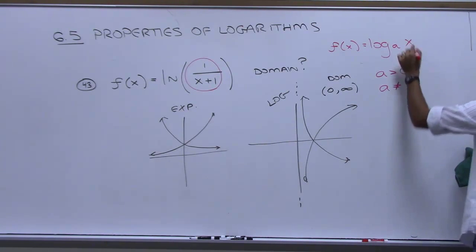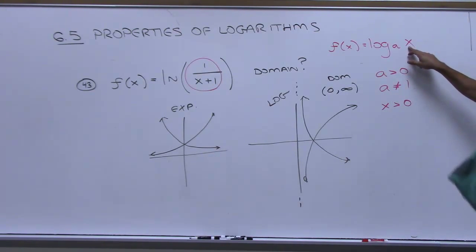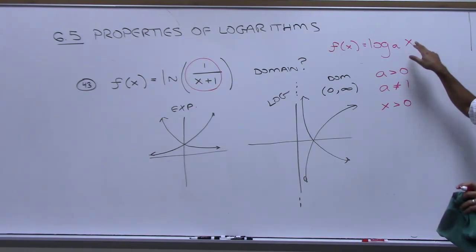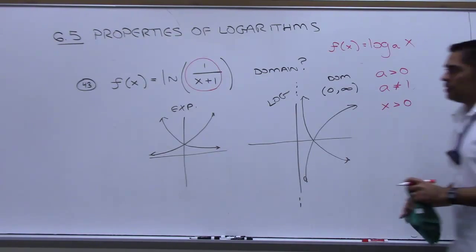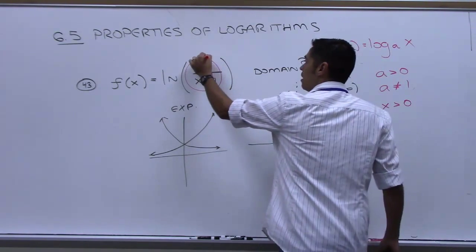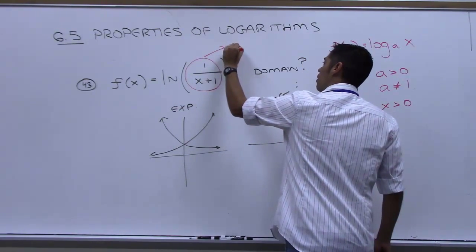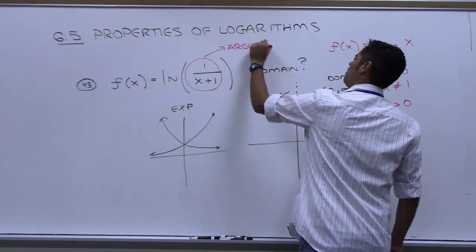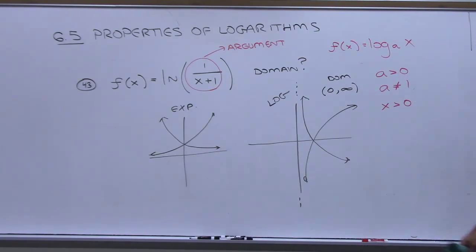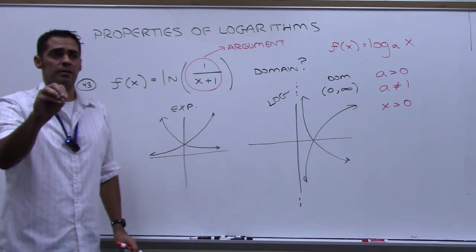Yes? But we also have a condition here that x must be greater than 0. So it's not the a that's causing the problem here. It's the fact that what goes into the log function, the x, has to be positive. Now, just some language here. The thing that you plug into a function is called the argument. How do you spell it? M-E-N-T. Argument. The argument of a function is the thing you're plugging into it.